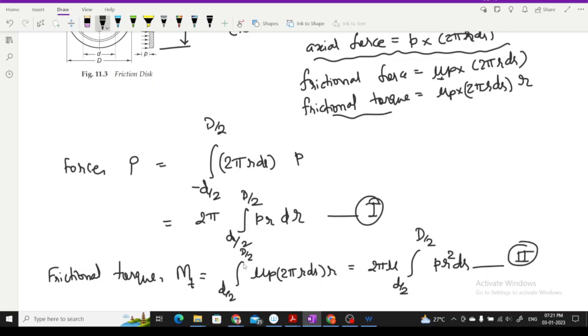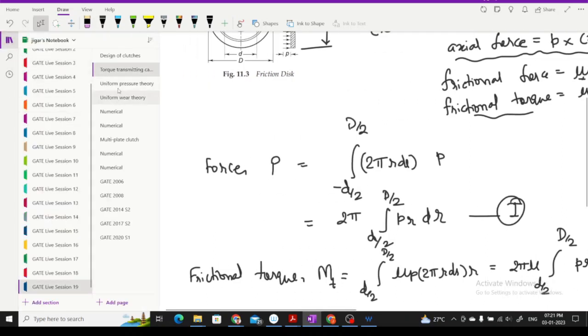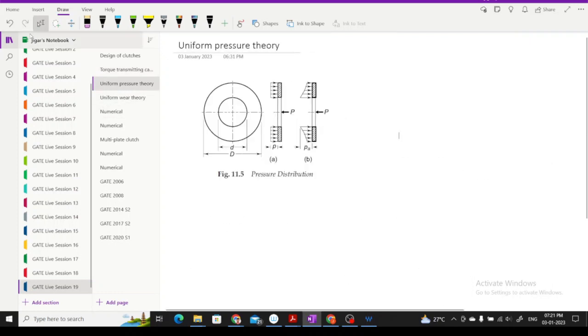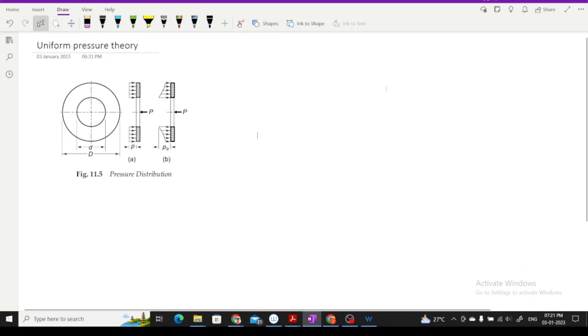You will be able to calculate this by considering two different theories, as mentioned here: uniform pressure theory and uniform wear theory. We will go one by one. If we first go for the uniform pressure theory, then as you can see in this figure, the pressure distribution is assumed to be the same across the area.